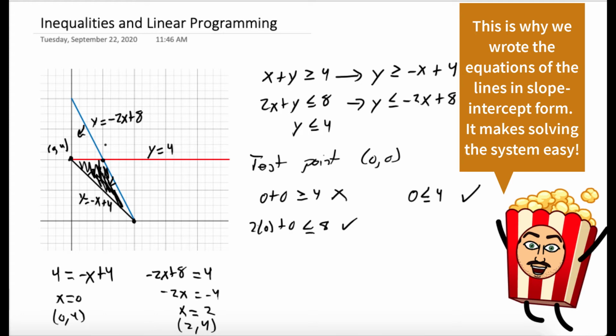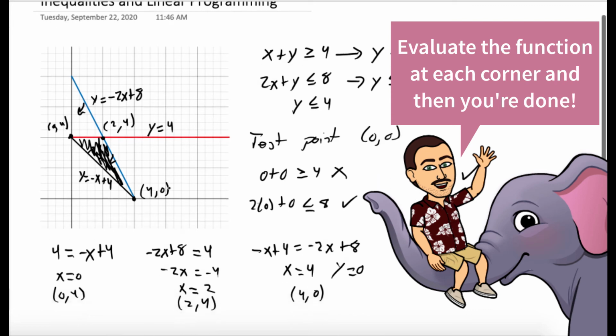So that's our second corner. And now the last corner is when the blue line intersects the black line. So negative x plus 4 is equal to negative 2x plus 8. Bring the x's to the left and the constants to the right. We get x equals 4. Substitute that into either side and we get y equals 0. So we get the point 4, 0. So those are our 3 corners.